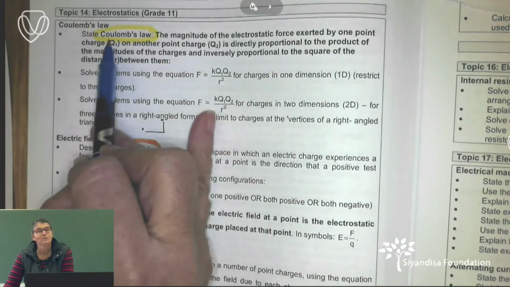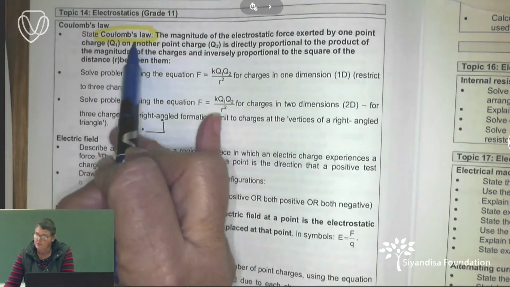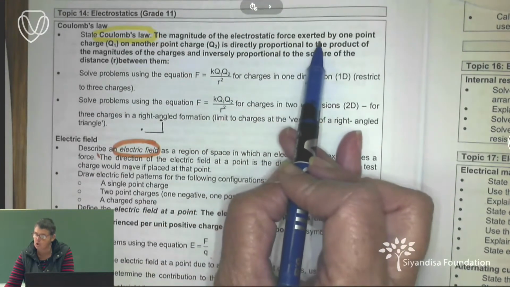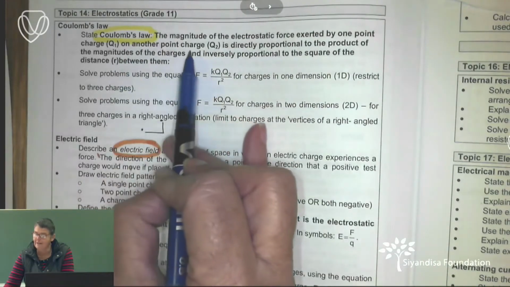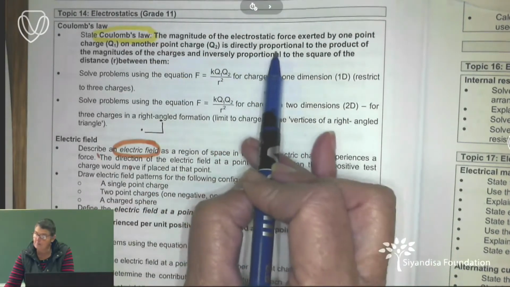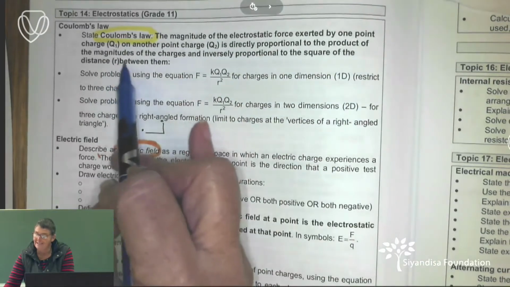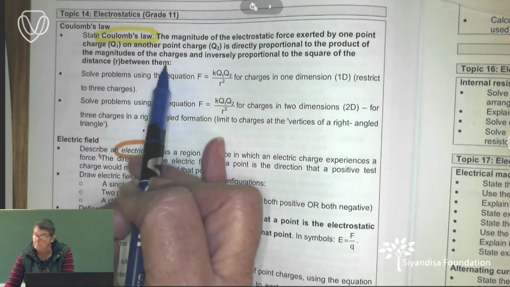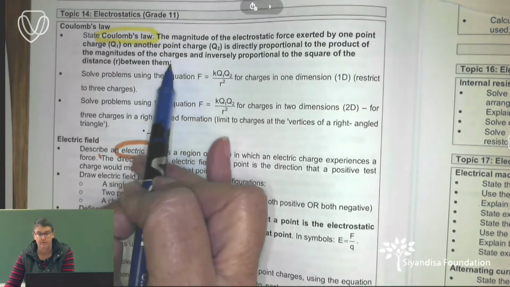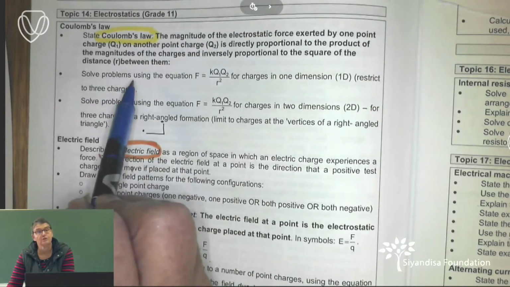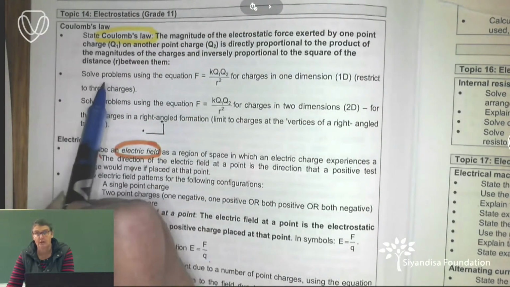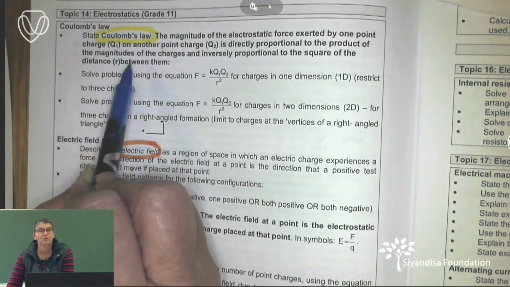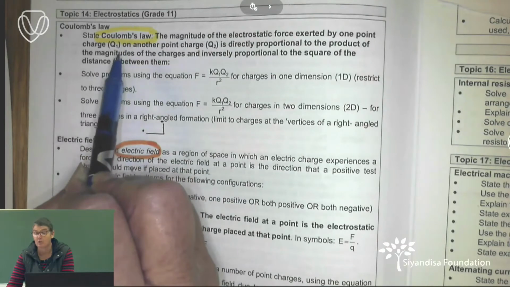Right. First of all, you must know what Coulomb's law is. And you must know that Coulomb's law says the magnitude of the electrostatic force exerted by one point charge on another point charge is directly proportional to the product of the magnitude of the charges and inversely proportional to the square of the distance between them. Matrix, this definition gets asked every year. And last year I marked this question in the matric paper. And it was shocking how many people got 0 out of 2 here. So please make very, very sure that you know this definition and that you know it correctly.